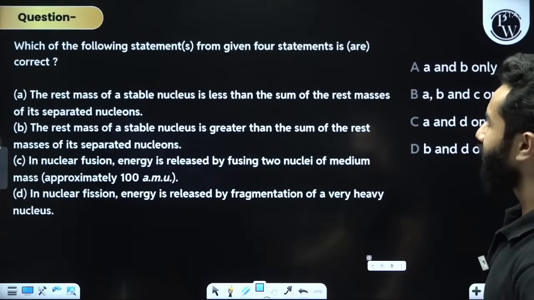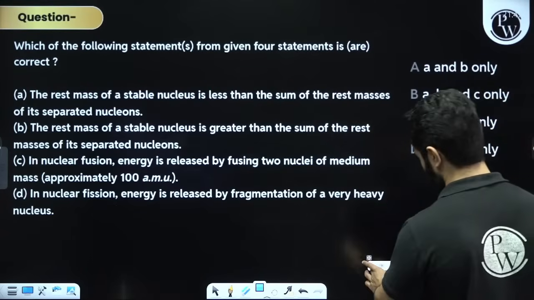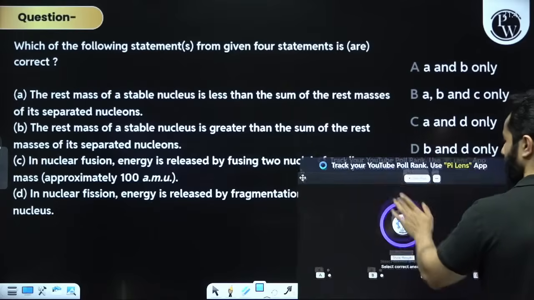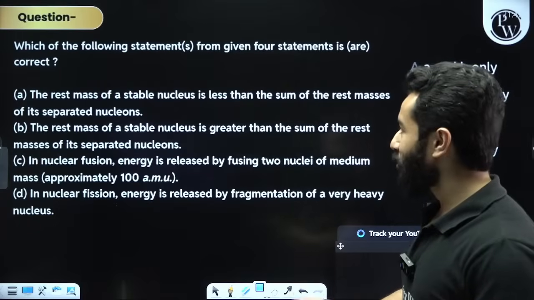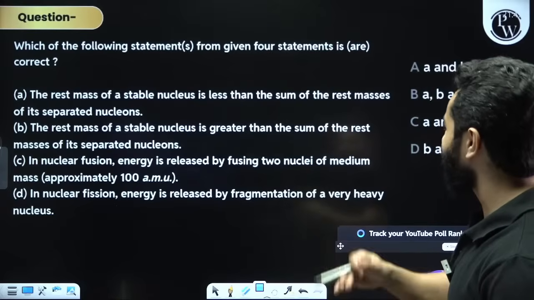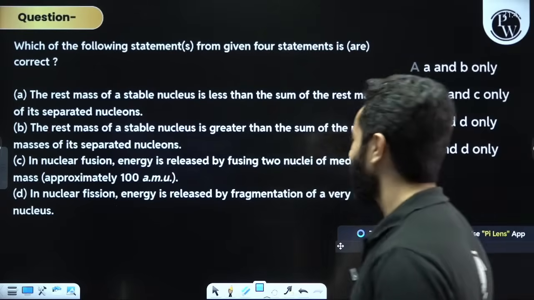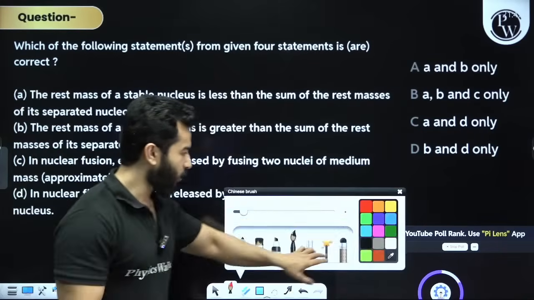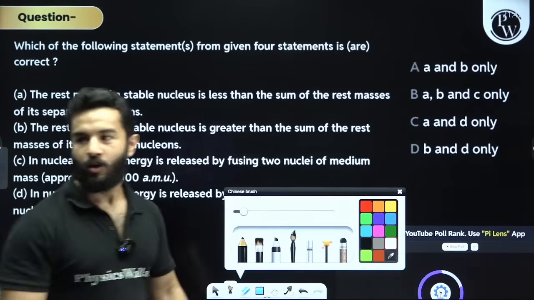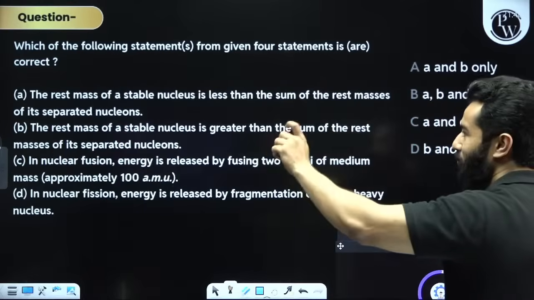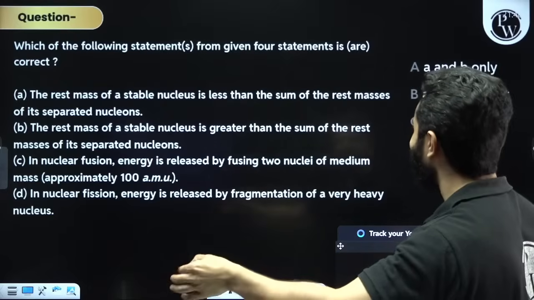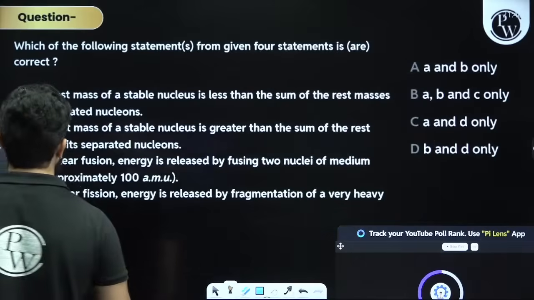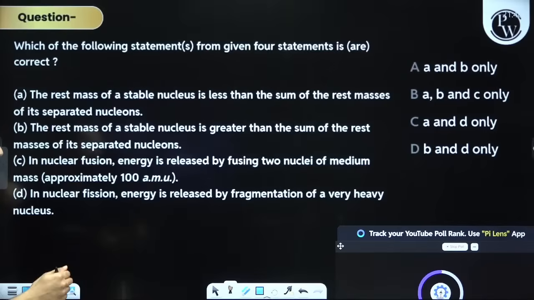Which of the following statements from the given 4 statements are correct? Starting the timer, read the statements, try to solve it under 1 minute. First, the rest mass of a stable nucleus is less than the sum of the rest masses of the separated nucleons. True or not? Let me know. Be quick. Quickly find out the answer. Then next is the rest mass of a stable nucleus is greater than the sum of the rest masses of the separated nucleons.